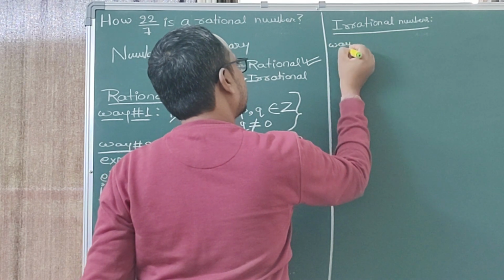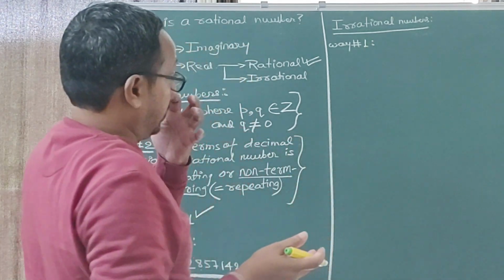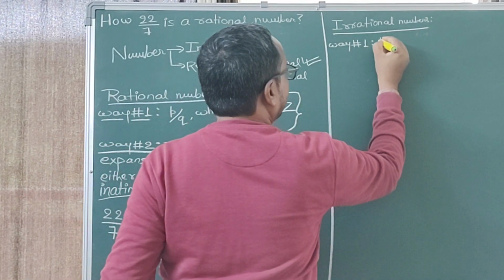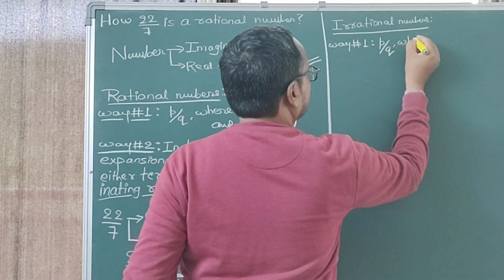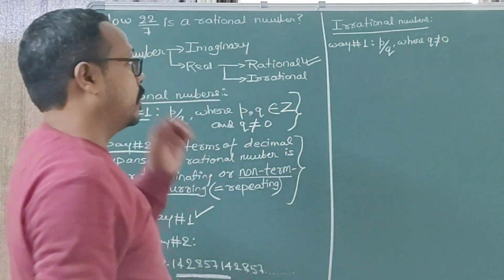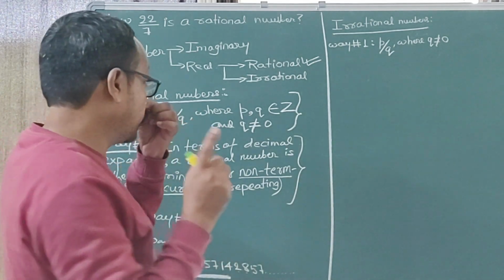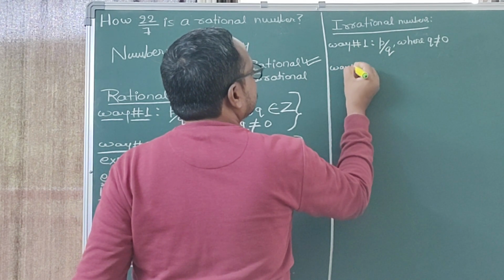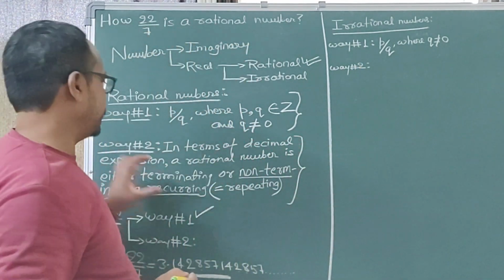Way 1 says that you cannot express it in the form of a fraction. That means you cannot write it in the form P by Q, where Q is not equal to 0. We cannot write an irrational number in the fractional form, right? So that is one way to identify an irrational number. And what is way 2? Way 2 says in terms of decimal expansion, right?